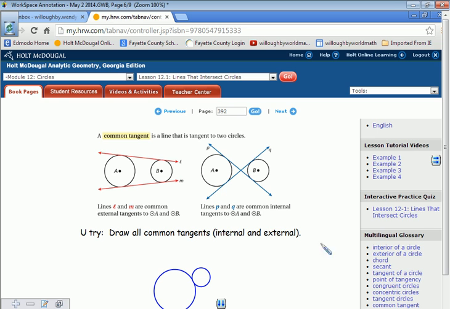Okay, let's look at some lines and talk about common tangents. Common tangents are lines that are tangent to 2 circles. So here we have circles A and circle B, and we have common external and common internal. So if I were to ask you, how many common tangents do circles A and B have, we would say 4, because we have 2 external and 2 internal.